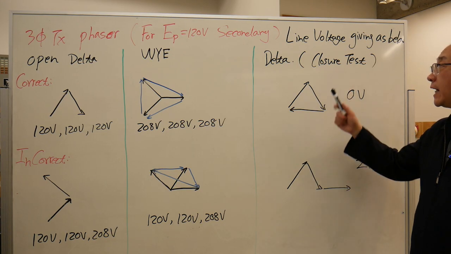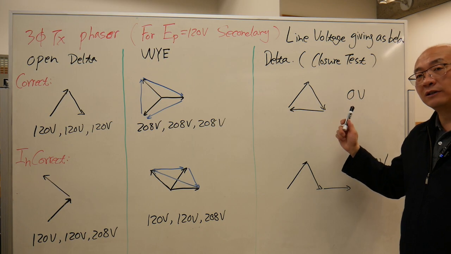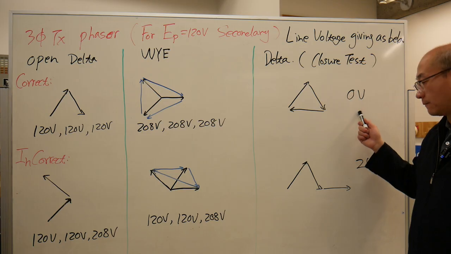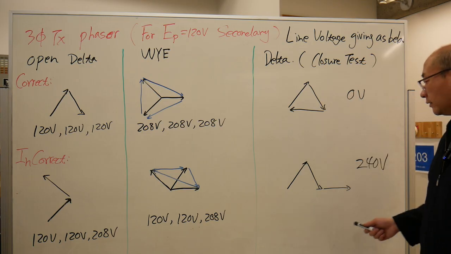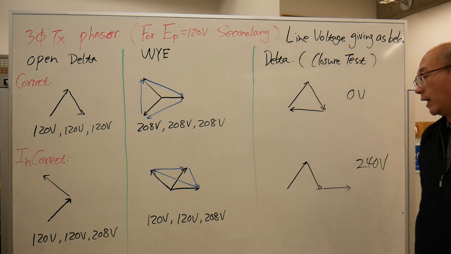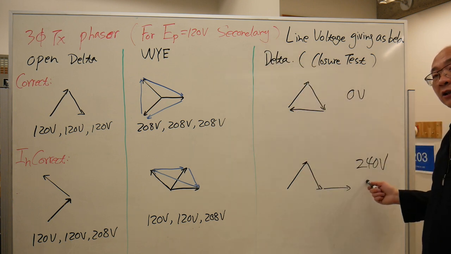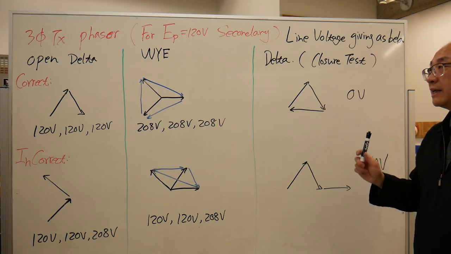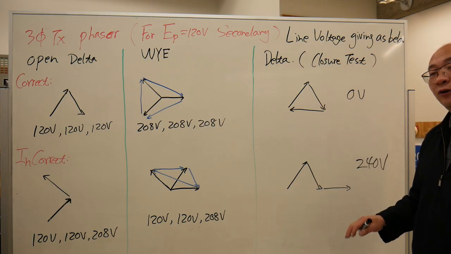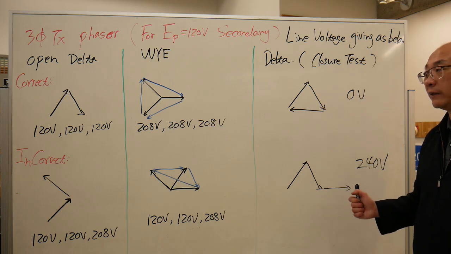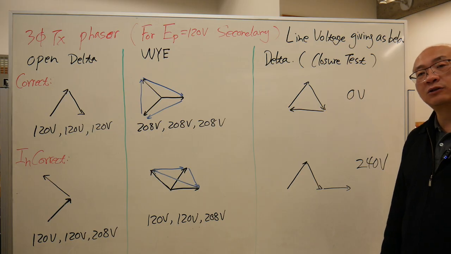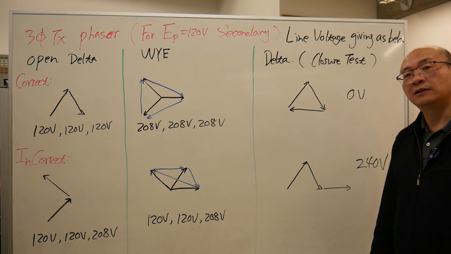For the delta closure test, if you connect the 3-phase transformer right, the closure test is going to read 0 volts. If we connect them wrong, they're going to read double the line voltage. For each transformer, if 120 volts, you're going to read 240 volts. So here are the phasor diagrams for the right connection and the wrong connection of the transformer. I hope you can remember this. Now let's go to the open delta transformer bench to take a look at the readings.